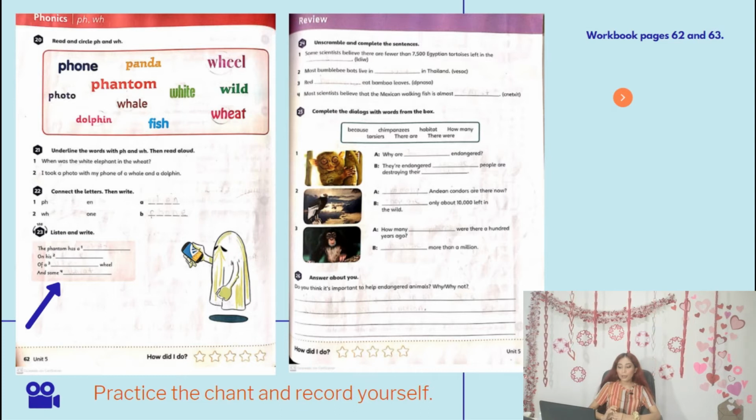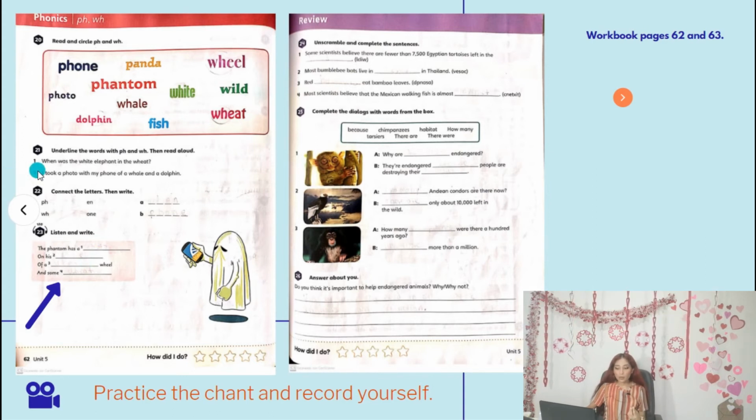We have these two pages, but we also have a chant to record. It's quite easy because it's just a little and short paragraph, and that's it. So activity 20 says, read and circle PH and WH. So you have different words in here. You just need to circle the phonics, only that, not the whole word.